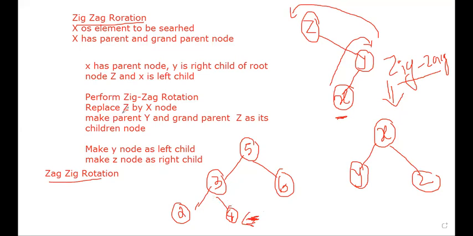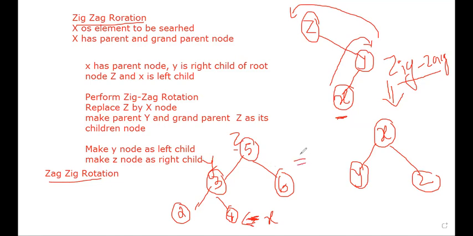As per the same rules, the X element is going to replace Z. Y is the parent and Z is the grandparent, and X is the element to be searched. So replace Z by X, and make Y a child node and Z a child node.